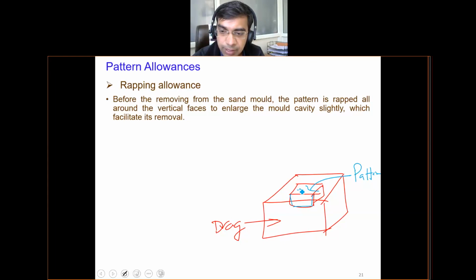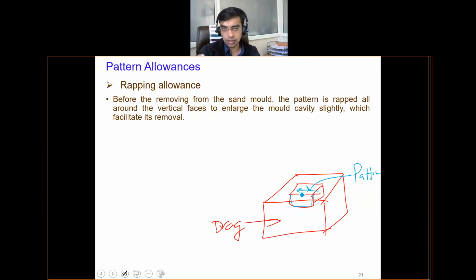So what you will do during wrapping, you will slightly shake this pattern. When you slightly shake this pattern while it is placed in the drag, you are essentially enlarging the cavity size. So when you enlarge the cavity size, the wrapping allowance will slightly make the casting bigger, and it will facilitate the removal of the pattern. So wrapping is this action of vibrating or moving this pattern slightly while it is still in the mold, to facilitate easy removal.